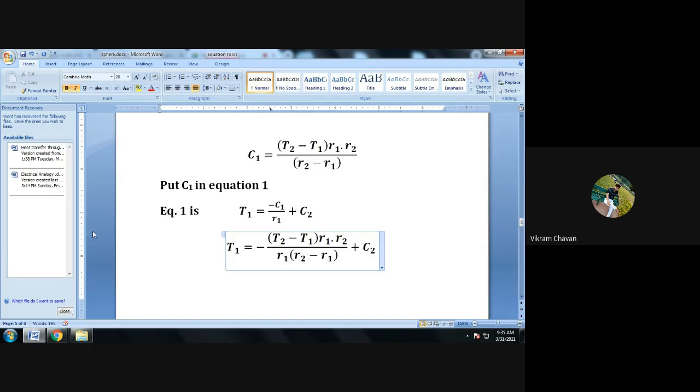Now what is our aim? Our aim is to determine C2. So for that reason, to determine C2, we have to transfer this particular term to the other side. On the left side we have to transfer this term and convert the equation into the form of C2.